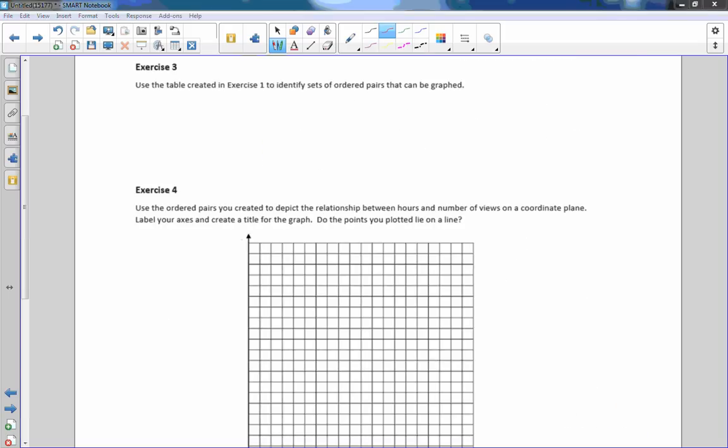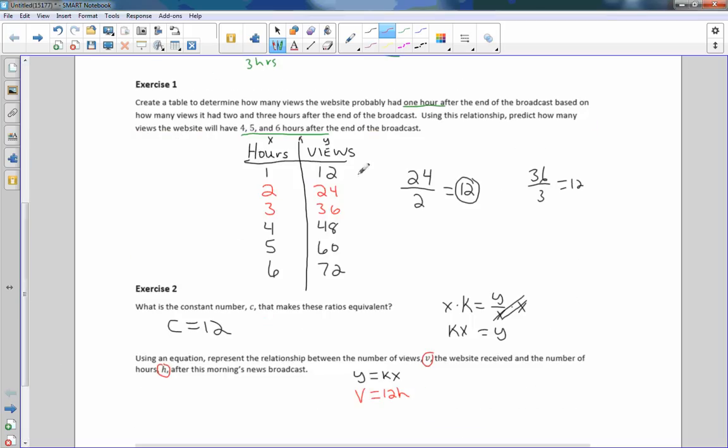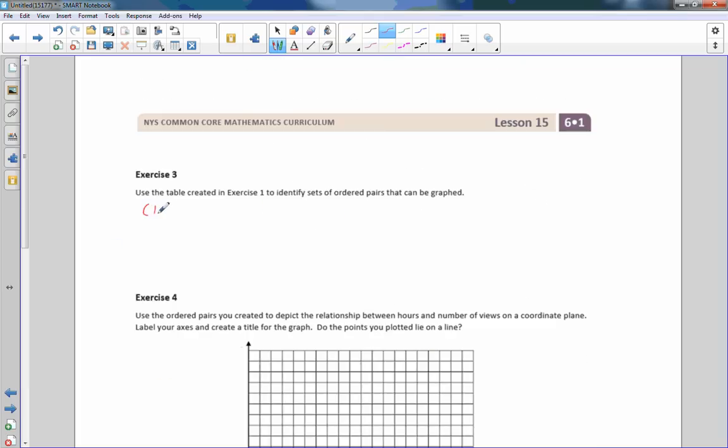Okay, exercise 3 now says, use the table created in exercise 1 to identify sets of ordered pairs that can be graphed. So I want to look back at my table and I want to make these ordered pairs. Now keep in mind, an ordered pair is a parentheses around with a comma. So all my ordered pairs are going to look like that. So I want 1 comma 12 all the way up through 6. So my ordered pairs are 1 comma 12, 2 comma 24, 3 comma 36, 4 comma 48, 5 comma 60, and 6 comma 72.